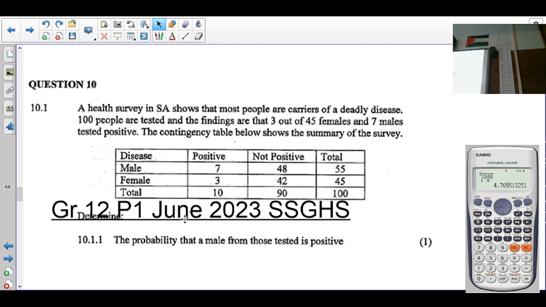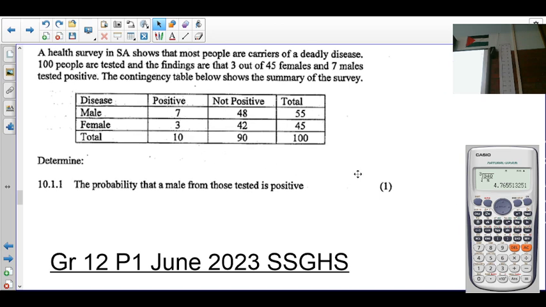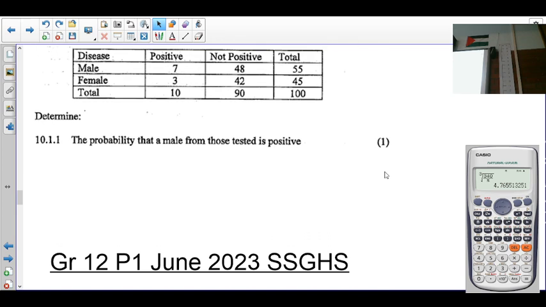Nice. Okay. Question 10, 10.1. We are told that the health survey in South Africa shows that most people are carriers of a deadly disease. 100 people were tested, and the findings are that 3 out of 45 females and 7 males tested positive. The contingency table below shows a summary of the survey. So males, disease, female, total, positive, not positive, total, and so on.